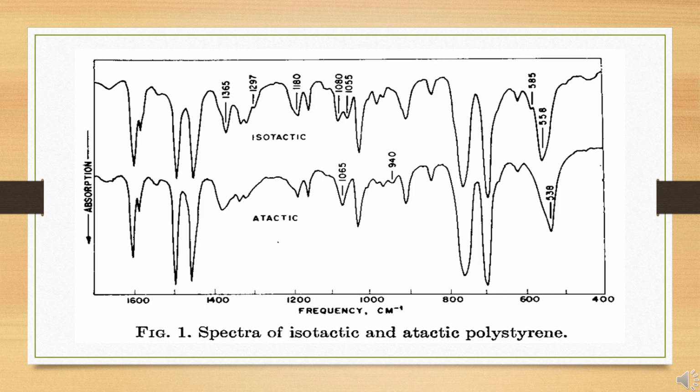In the longer wavelength region, the isotactic polymer has a band at 558 cm-1 with a weak but definite shoulder at 585 cm-1, whereas the atactic polystyrene has a band at 538 cm-1.